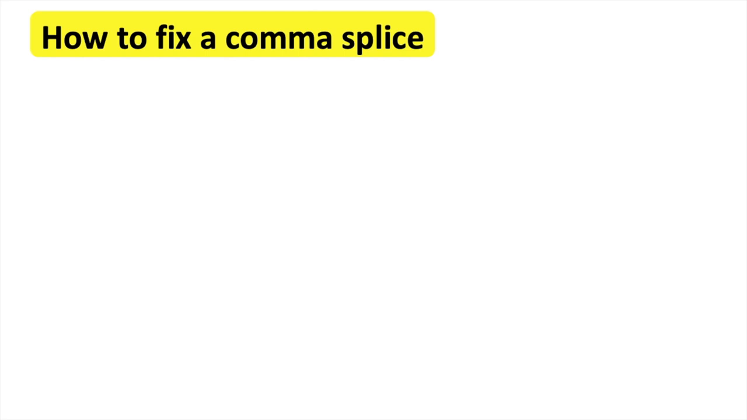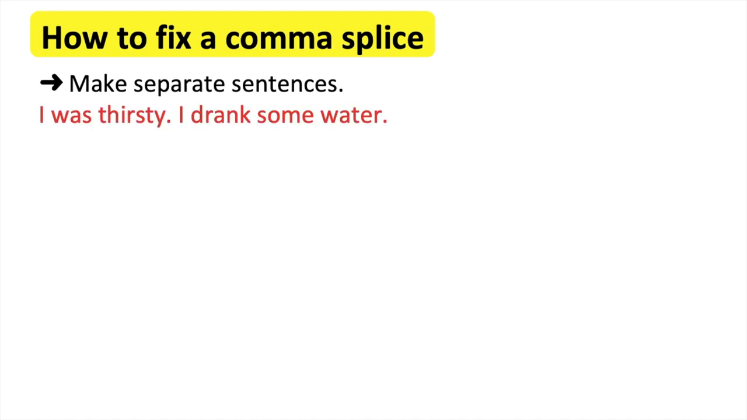There are four ways in which you can correct a comma splice. The first is to make two separate sentences. "I was thirsty. I drank some water." The full stop indicates the end of the sentence.